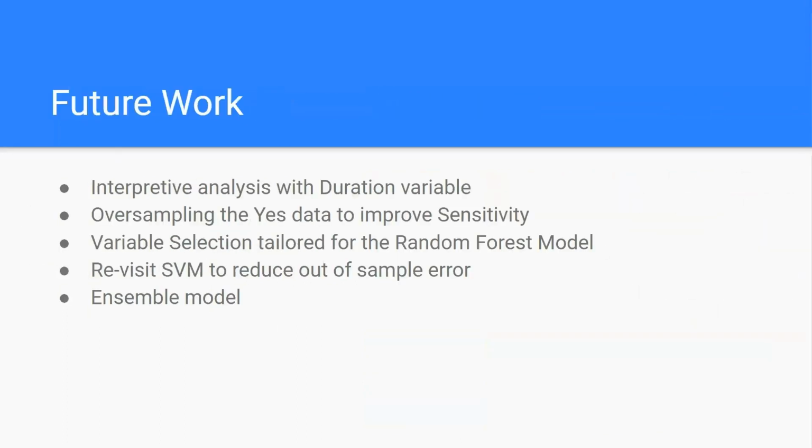So, what we plan on doing in the future, given enough time and computational resources: We plan on interpreting the analysis with the duration variable. We plan on oversampling the yes data to improve sensitivity and see how that improves the model metrics. We plan on selecting our variables to be tailored towards the random forest to see if that's going to improve our AUC score. We plan on revisiting the support vector machine in order to reduce out-of-sample error. And we plan on ensembling the models and see how it improves our model.